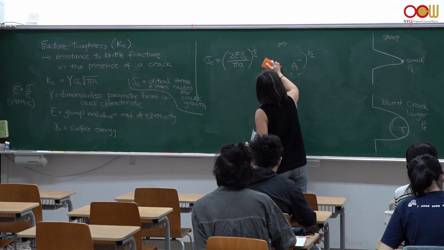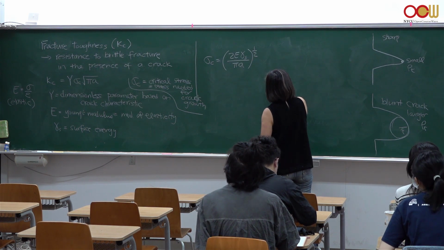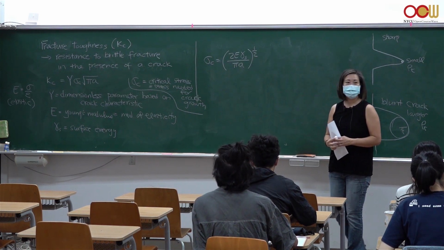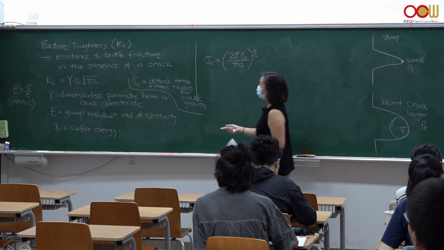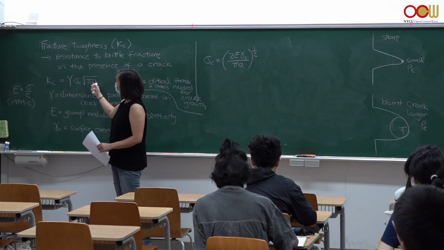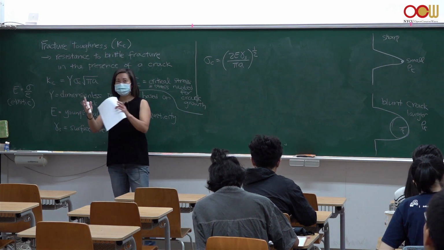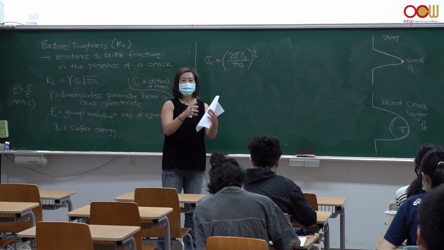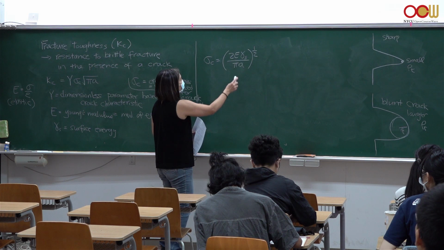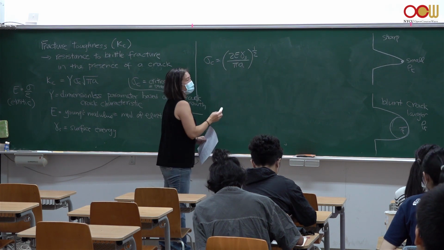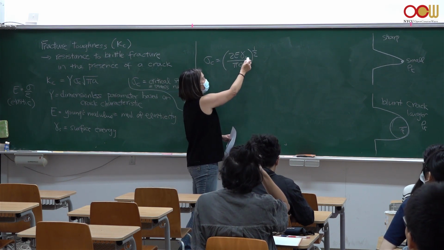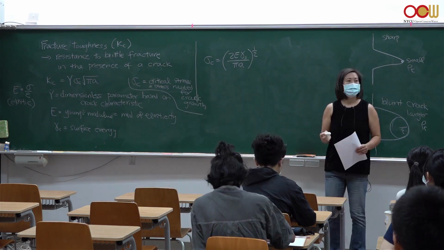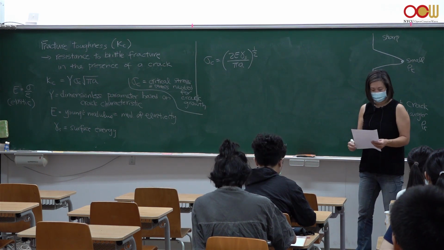So fracture toughness is how much energy or stress it takes for a crack to start growing. It's related to the length of the crack, other parameters, the geometry of that crack, whether it's a surface crack, internal crack, how sharp it is. And it's also related to how easy it is to stretch the bonds and how easy it is to break the bonds. So that's fracture toughness.